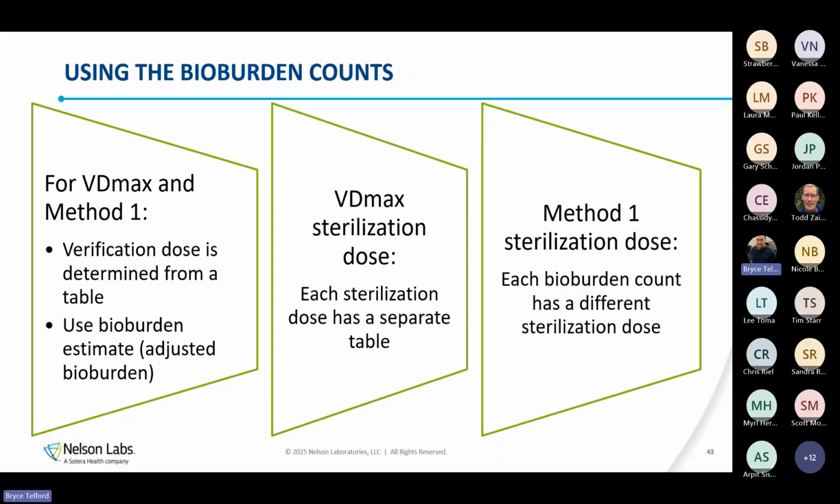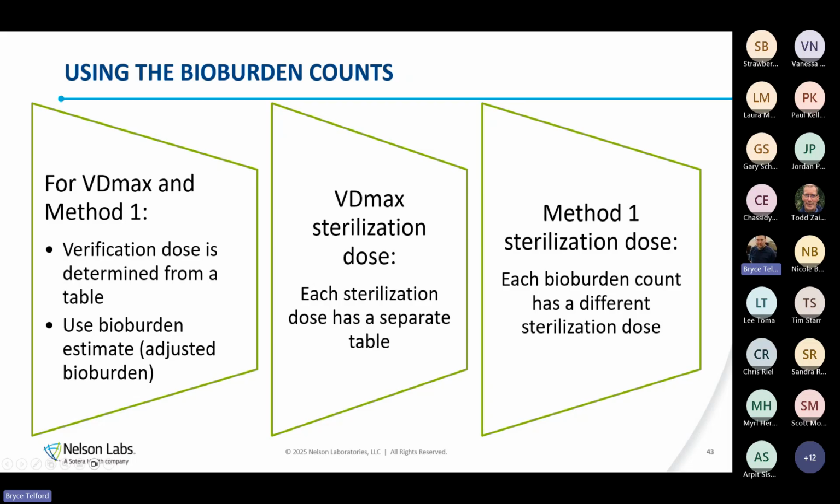So for VDmax, each sterilization dose actually has its own table. So for VDmax, it goes up in tiers. The way I like to think of it is it's kind of like a stepped approach. So we start at VDmax 15, and then we go up in 2.5 kilogray increments all the way up to VDmax 35. So there's 15, 17.5, 20, 22.5, so on and so forth. Method 1 is more like a ramp. Each bioburden count has its own sterilization dose. So as bioburden increases, sterilization dose increases.